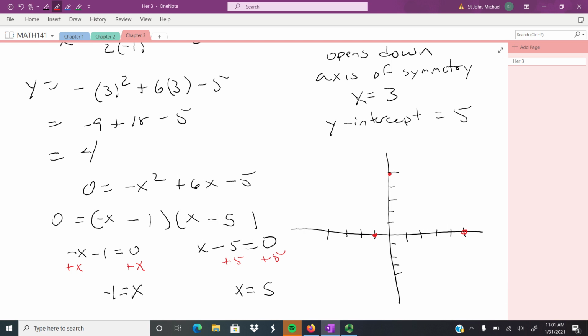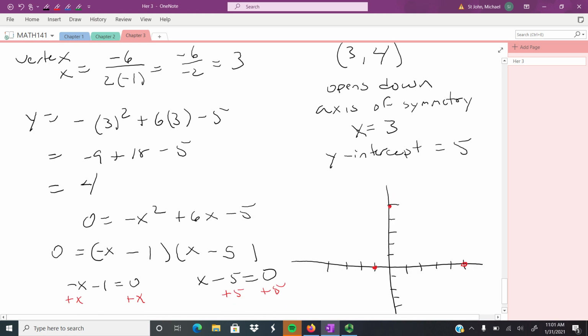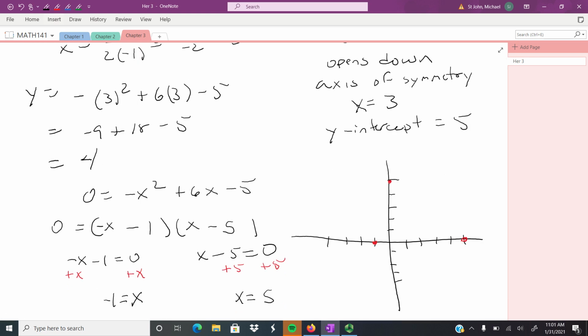Sorry, not 5. The y-intercept is negative 5, sorry. That should have been negative. Let me correct that. I wiped out my whole axis, so let's put the axis back in here. There we go. Better. So the y-intercept is negative 5. It's going to put me about there, maybe. There we go.